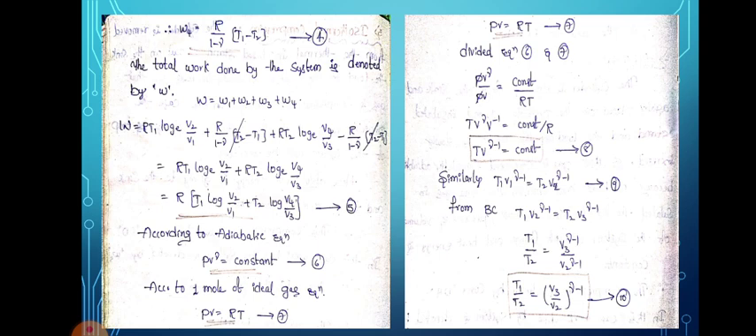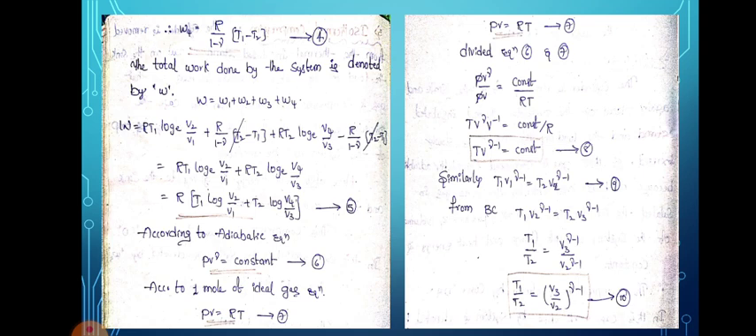So therefore equation number 9. From the BC curve, we can apply T1 V2 to the power of gamma minus 1 is equal to T2 V3 to the power of gamma minus 1. T1 by T2 is equal to V3 to the power of gamma minus 1 by V2 to the power of gamma minus 1. So therefore T1 by T2 is equal to V3 by V2 whole power of gamma minus 1. This is equation number 10.